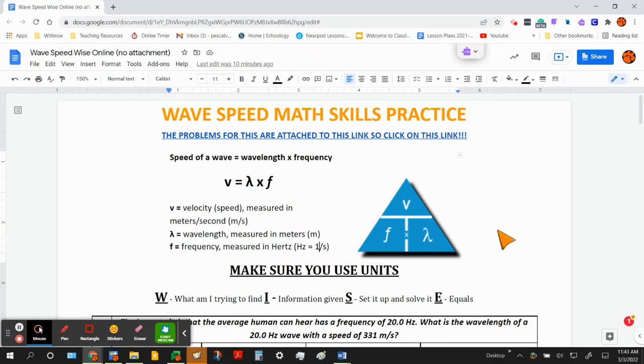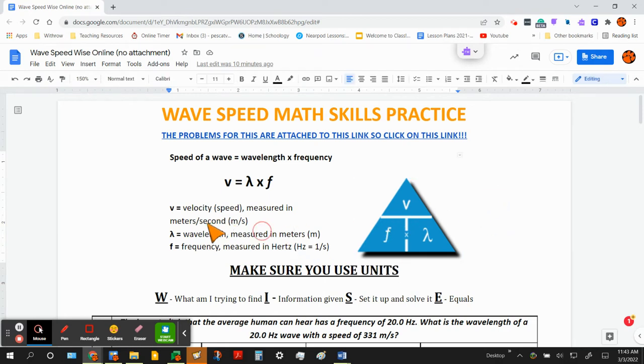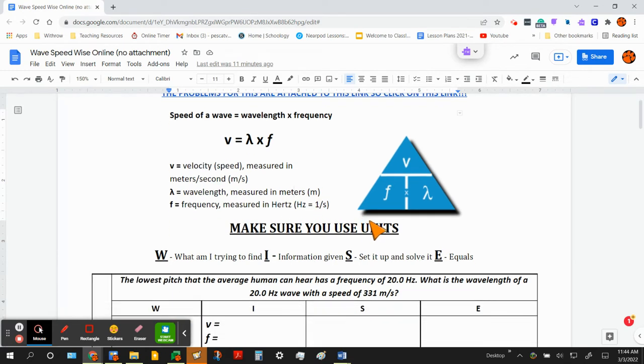To the right of this is a triangle. Now, this triangle is unique because this is the triangle we're going to be using for now and basically through the end of the year whenever we attempt math problems. What this does is it takes the algebra out of math problems and it sets you up with a formula straight up without having to rearrange any variables. And here's how this works.